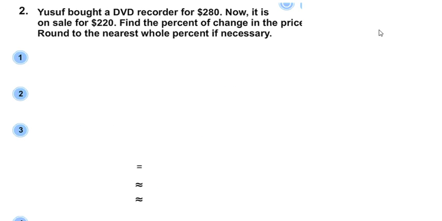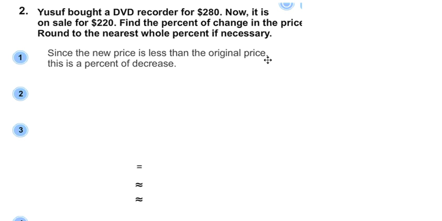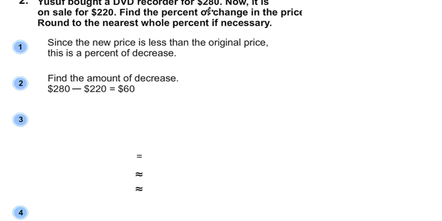Example 2. Yusuf bought a DVD recorder for $280. Now it is on sale for $220. Find the percent of change in the price and round it to the nearest whole percent if necessary. So, since the new price is less than the original price, this is a percent of decrease. Find the amount of decrease. So we're going to subtract our two numbers, 280 minus 220, and that's a change of $60.